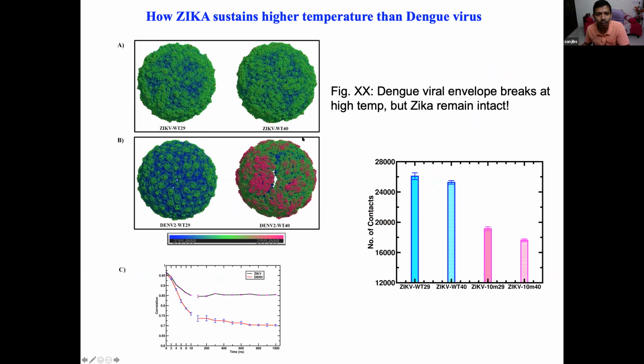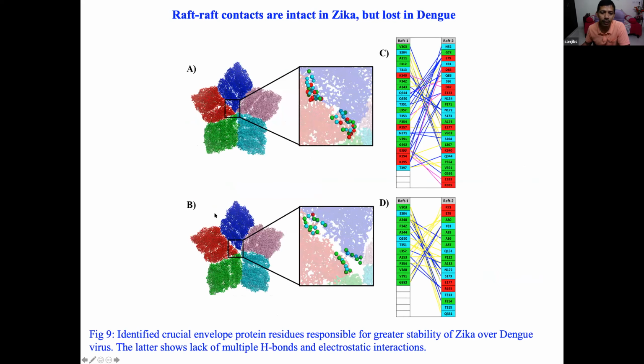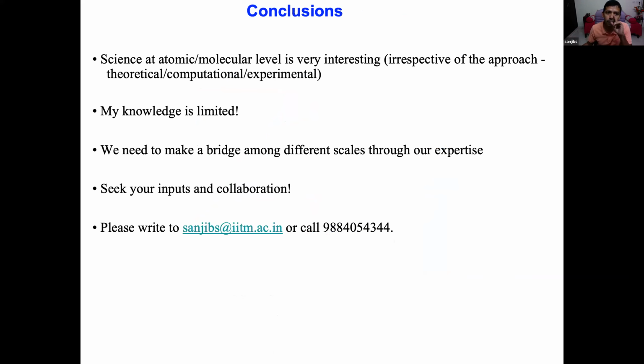Very recently, we are also working on dengue virus and Zika virus. I'll skip this. Basically what we found out is that Zika can sustain high temperature, so we raised the temperature. We simulated, again, with coarse grain simulation. Zika at 40 degrees Celsius remains intact, but dengue at high temperature broke apart. We also looked at the interfaces, and we found that a lot of hydrogen bonding and electrostatic interactions are lost in the case of dengue, whereas in the case of Zika, the residues are such that hydrogen bonding and electrostatic interactions are maintained. And that explains why Zika is thermostable, but dengue is not.